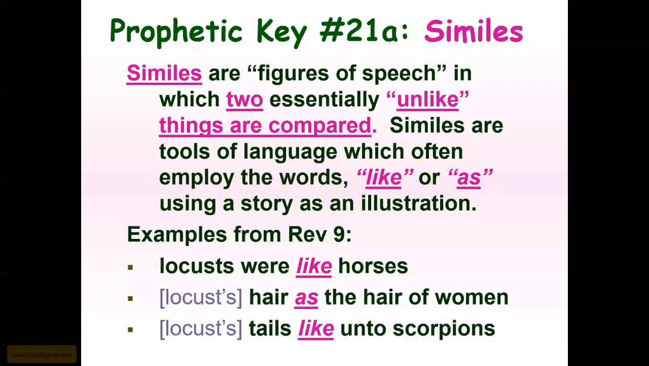Do you see any terms or language here that describes something we have not seen on this earth? No, there isn't. We have locusts. We have horses. We know what women's hair looks like. We know about tails and scorpions, don't we? Believe it or not, this is literal language, not symbolic language.